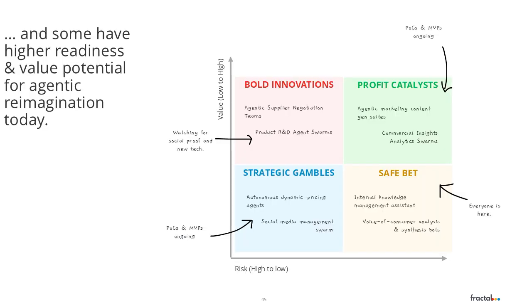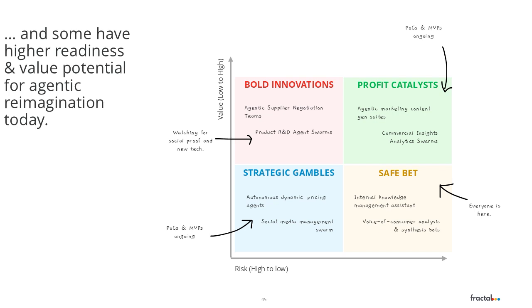Based on some of those examples, where are we today in the world? We can think of a two-dimensional matrix where we have risk on the x-axis going from high to low, and we have value going from low to high on the y-axis. And we can break down the world into safe bets, which is low-risk, low-value stuff. And almost everybody is currently doing proof of concepts. A lot of these POCs have proven successful, and we're doing pilots now and thinking about how we're going to scale this up.